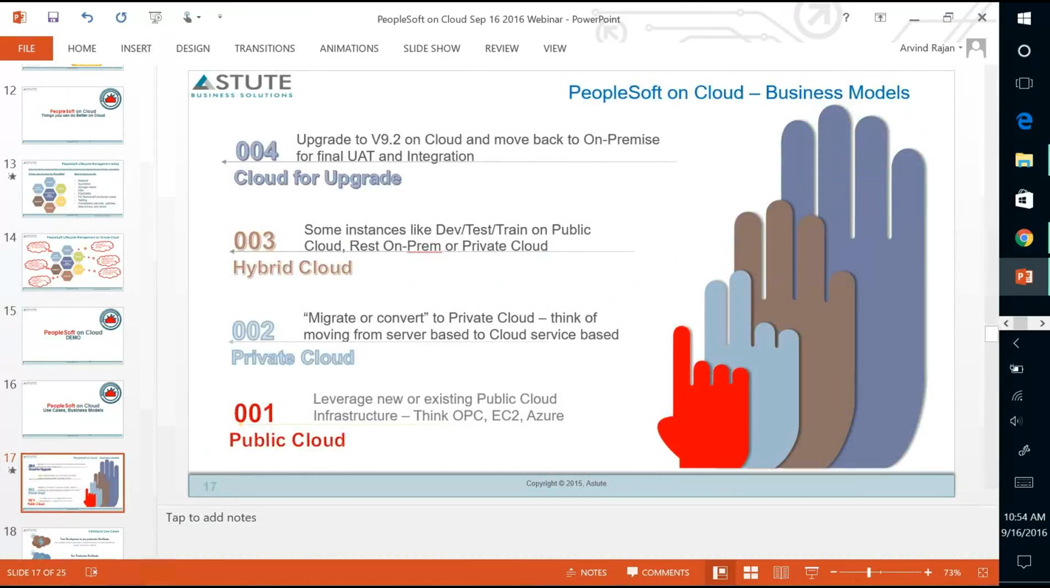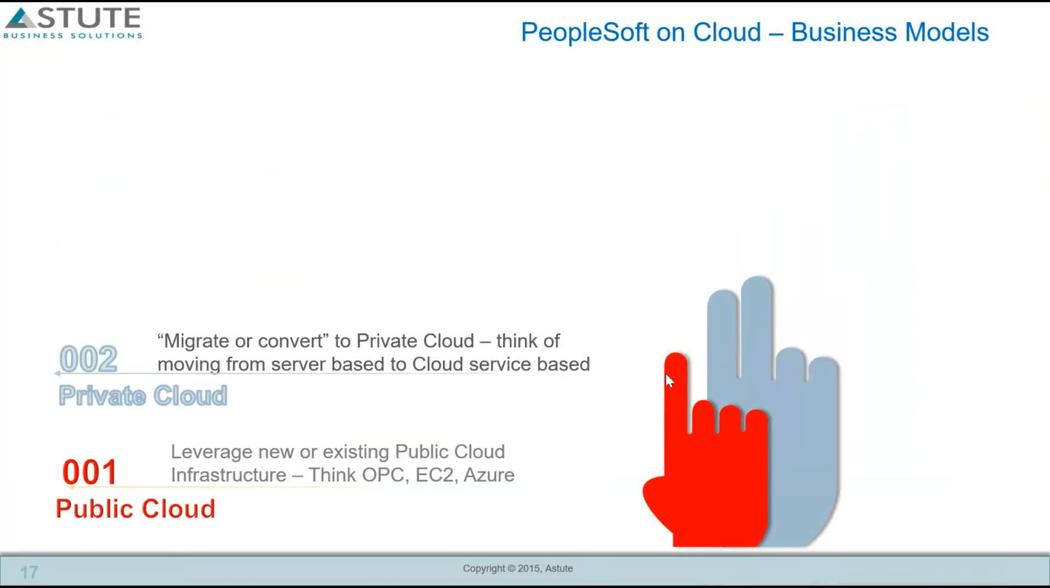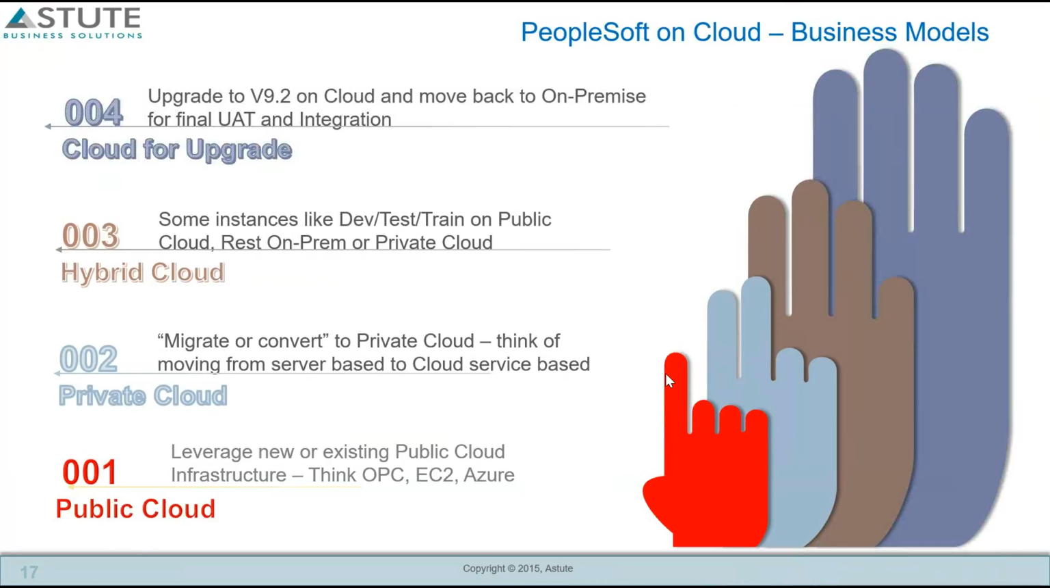So here's an example slide of how you could deploy PeopleSoft on cloud. You could think of PeopleSoft on cloud in 4 different ways. You can use public cloud infrastructure, which is everything that I've demonstrated today, Oracle Public Cloud or Oracle Cloud, as it's called. You can also look at options for Amazon EC2 or Microsoft Azure, and you can just get infrastructure.